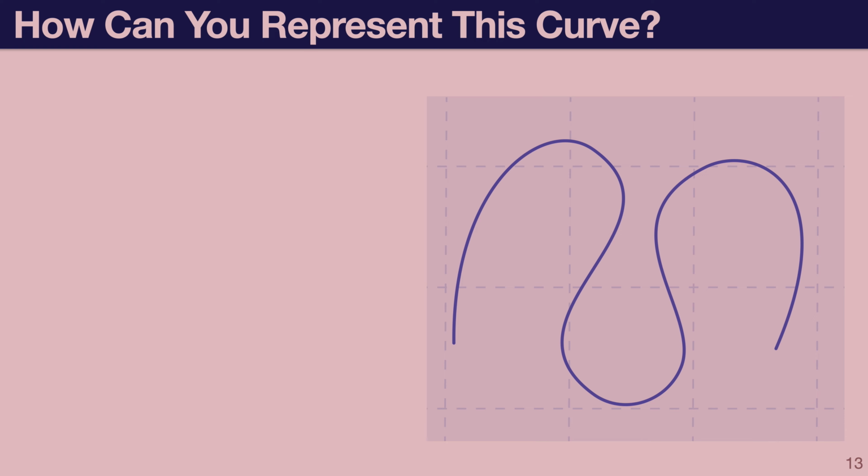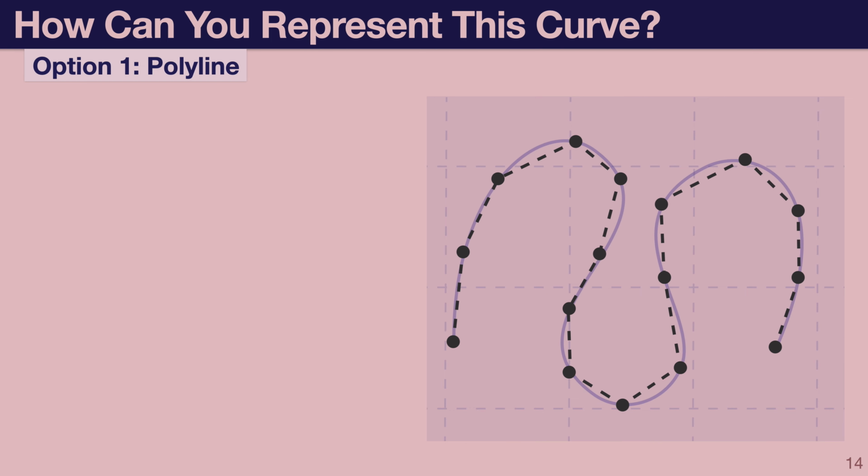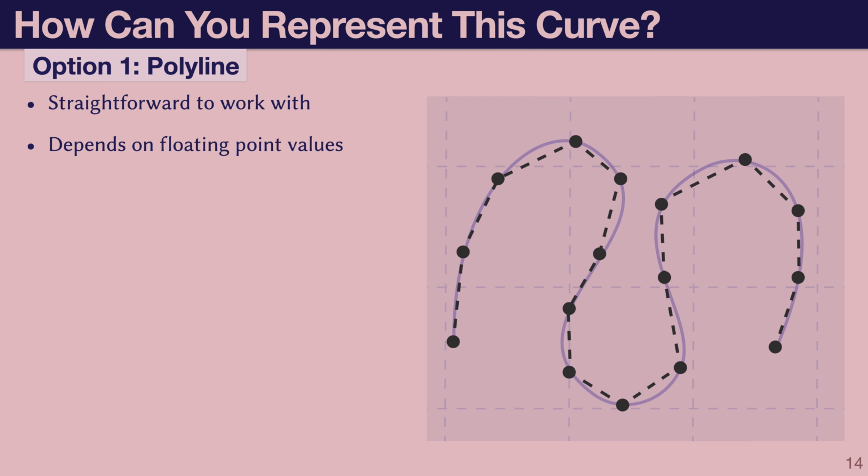We'll start with a basic question. Consider this curve in the plane. How would you represent it? One natural choice is just to pick some points along the curve and connect them in a polyline. This is a straightforward representation to work with and familiar to many of us. The downside is that it relies fundamentally on floating point.